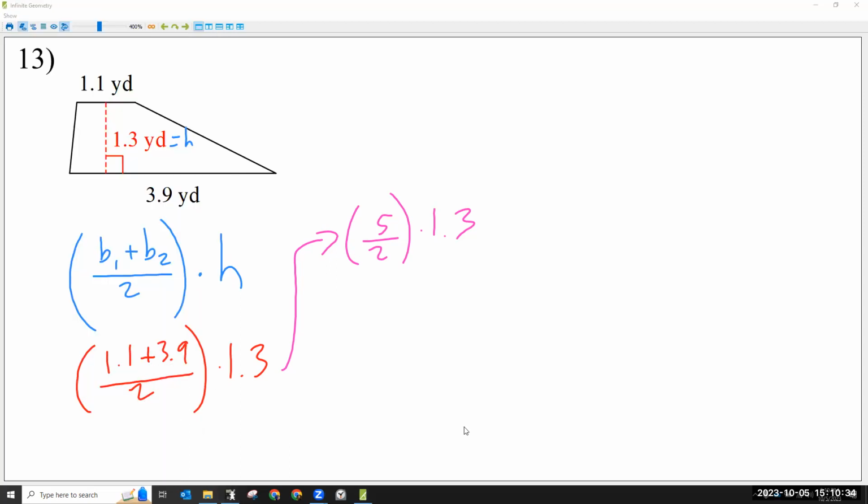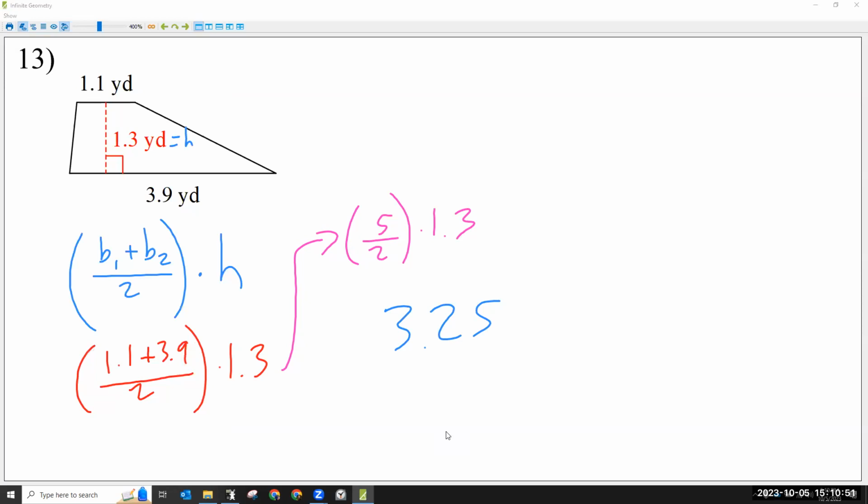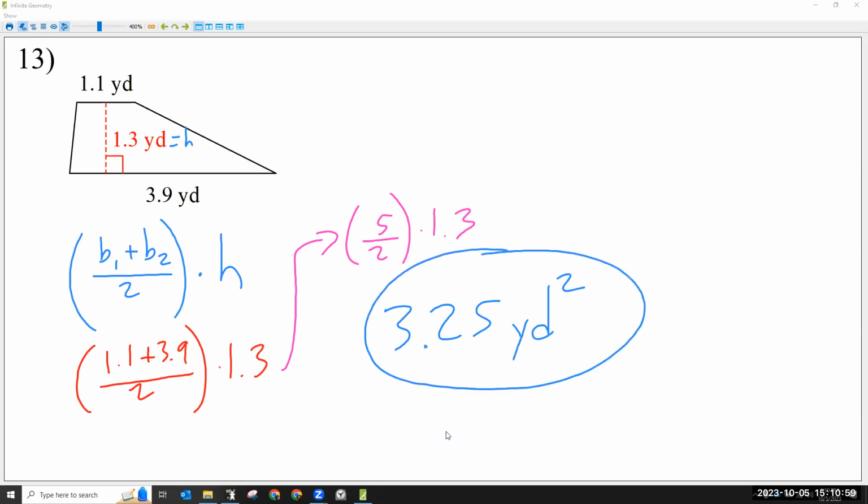3.25 is my answer. Now this is area, and I did not do a good job of emphasizing this when we did area last time. So area is 3.25, and then think about my units. It says my units are yards. Well, area is always squared. So yards squared is my area. All right, and that is the end of the trapezoid lesson. So complete all of those and put it on the tray.